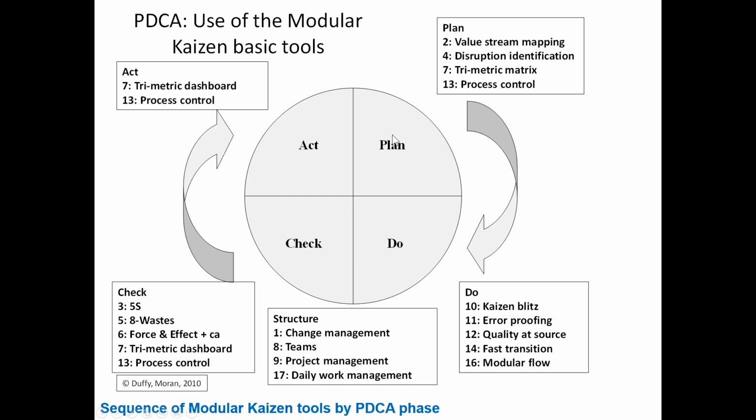Now, during the plan, do, check, act cycle, if you were going to look at some of the tools of Modular Kaizen, when you're planning, certainly that value stream mapping gives you the current state. Then the disruption identification tool helps you identify what can go wrong, what has gone wrong. That's the CAPA kind of concept. Trimetric matrix, you need to understand what your measurements are going to be, how you're going to build those measurements, and how you're going to watch for them. And you're going to look at those KPIs, and you're going to look at how you're going to put process controls in place, because you're going to have to come over here and monitor it for the long term.